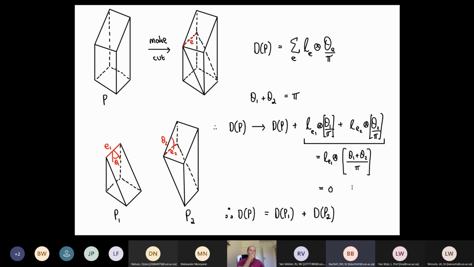This shows that if two polyhedra are scissors congruent, then their Dehn invariants are the same. Because this guy here is scissors congruent to P1 and P2, and they have the same Dehn invariants. And any scissors congruence is just made up from a finite number of cuts.